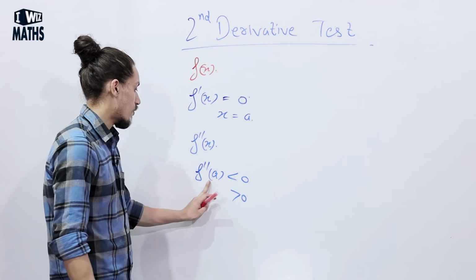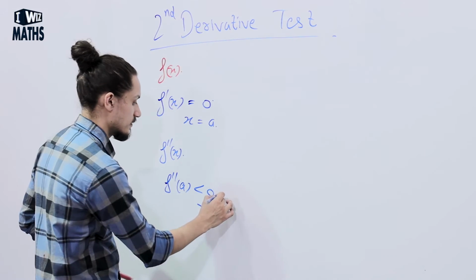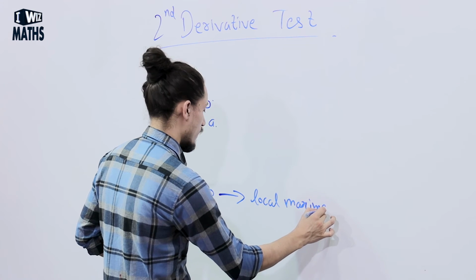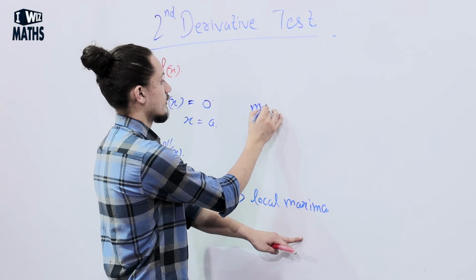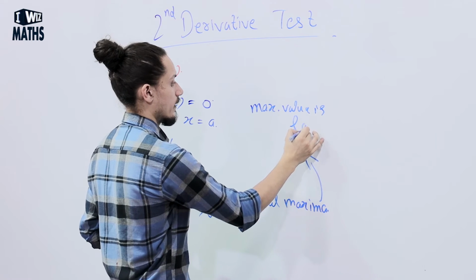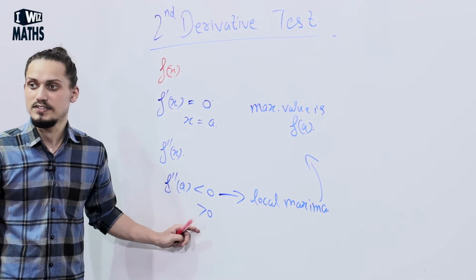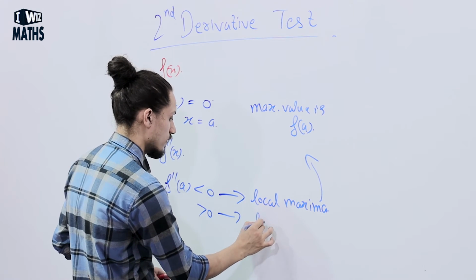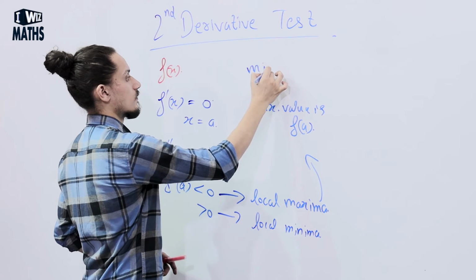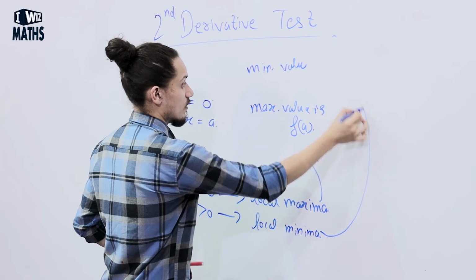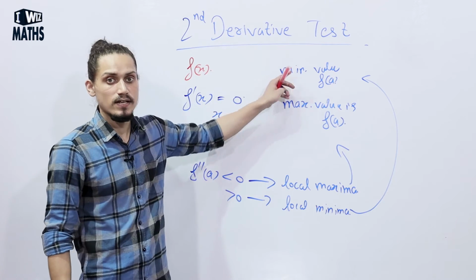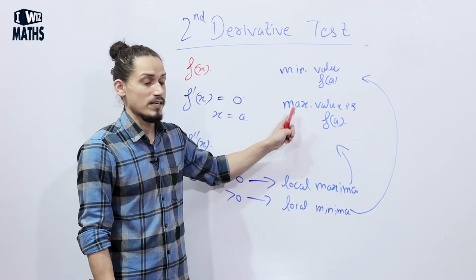In case the value of f double dash a is less than 0, then we say this is point of local maxima, and the maximum value is attained in this case at f of a. And if f double dash a is greater than 0, then we say this is point of local minima, and the minimum value in this case will be attained at f of a. Okay, this is how you use the second derivative test to find local minima, local maxima, maximum and minimum values.